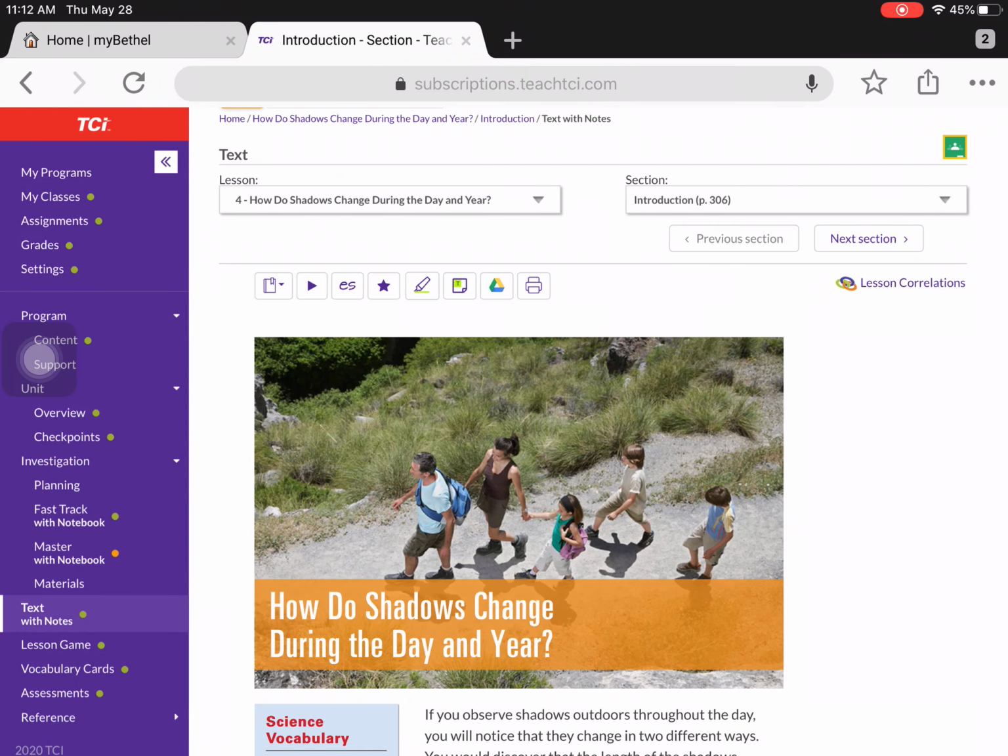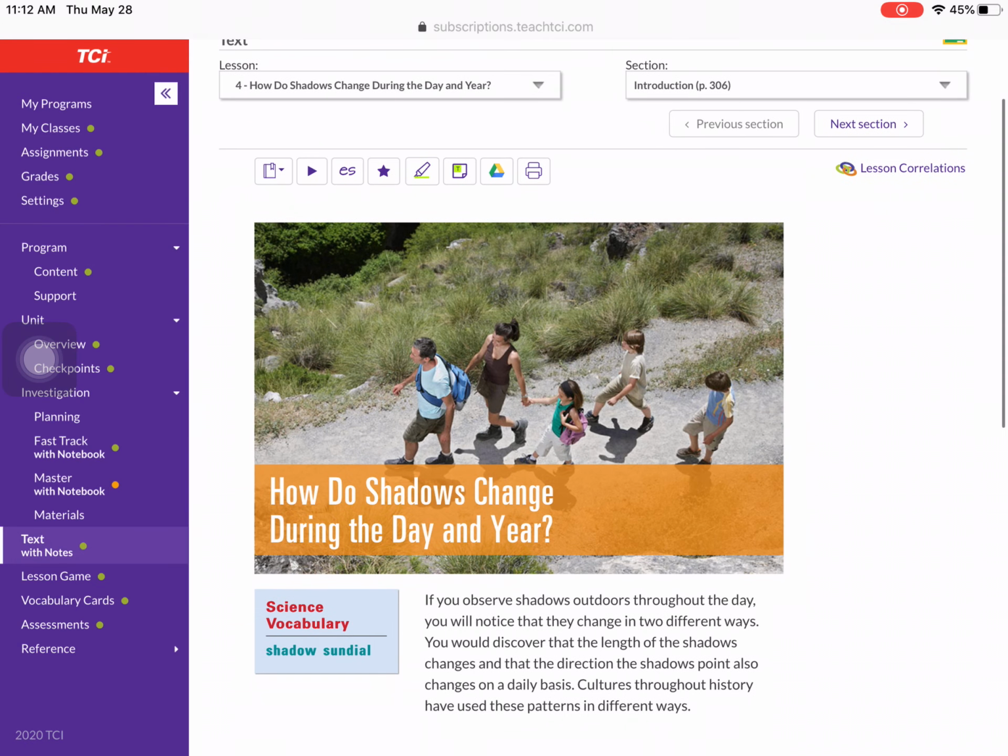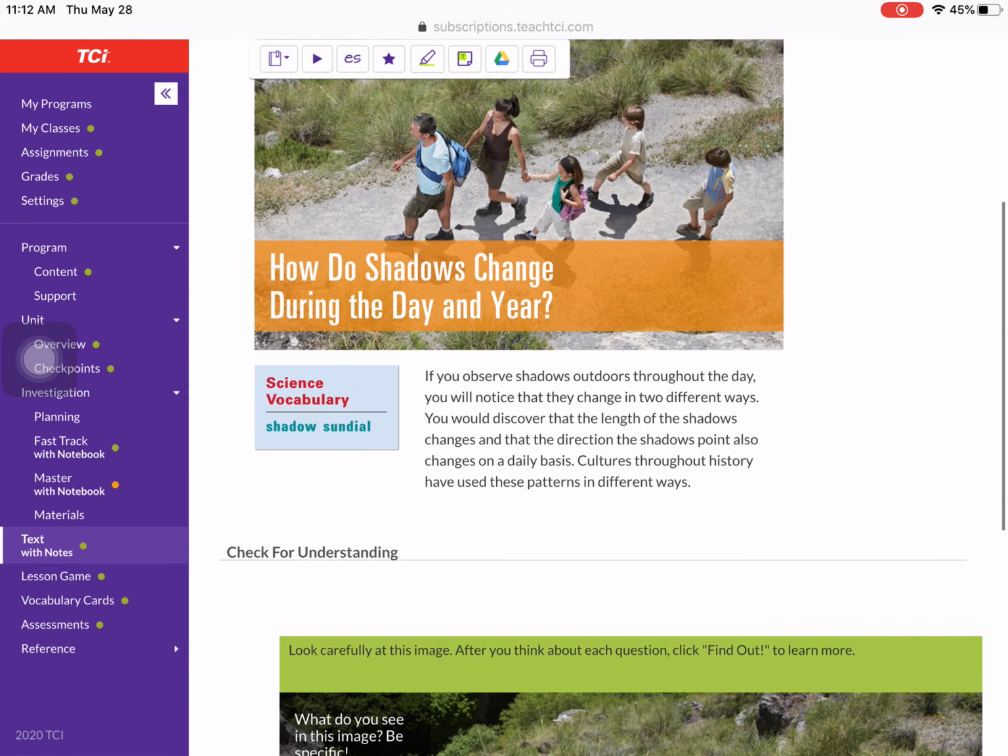Today we're going to be reading out of our science book, the Teach TCI, Unit 4, Lesson 4, page 306, How Do Shadows Change During the Day and Year?